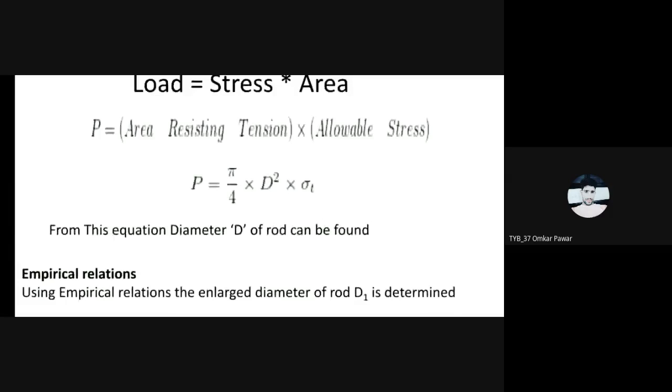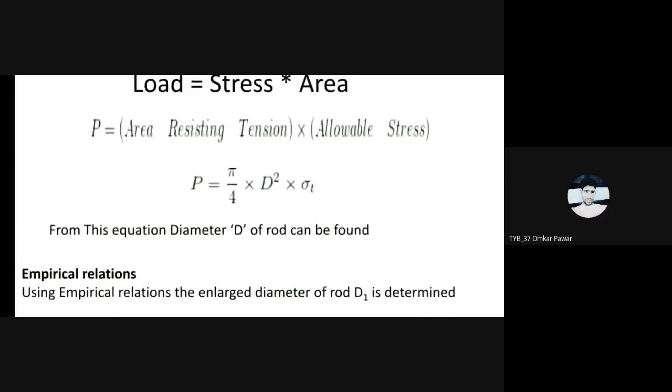In this case, sigma T is the material property. Once you choose the material, from that material we can calculate the value of sigma T considering the factor of safety. Then P, the force which has to be transmitted through the rod, we can decide. Easily one can calculate the diameter of this rod. So from this equation, the diameter D of the rod can be found, and we can use it for the drawing of this knuckle joint.